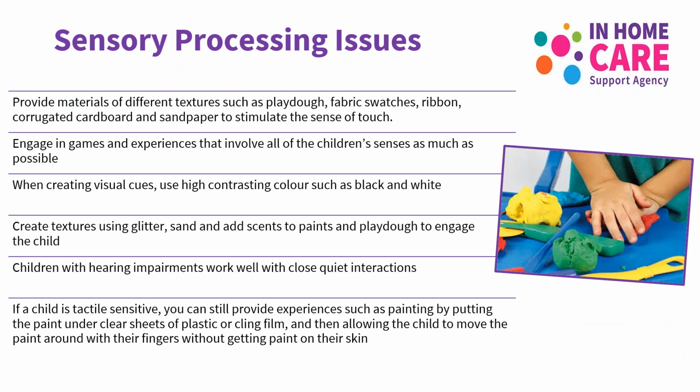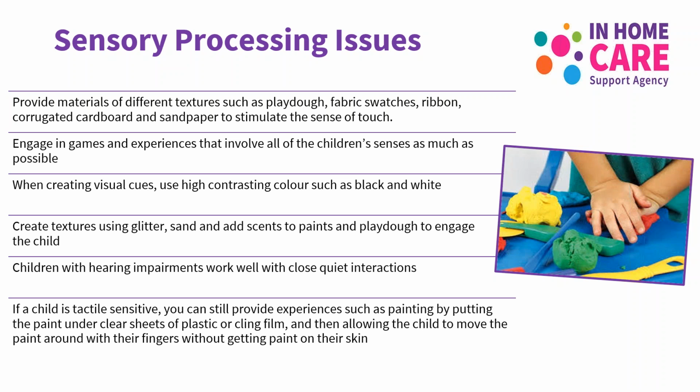When we look at sensory processing issues, we could provide materials of different textures such as Play-Doh, fabric swatches, ribbon, corrugated cardboard and sandpaper to stimulate their sense of touch. We can engage in games and experiences that involve all of the children's senses as much as possible. When creating visual cues, use high contrasting colours such as black and white, and create textures using glitter and sand, and add scents to paints and Play-Doh to engage the child.